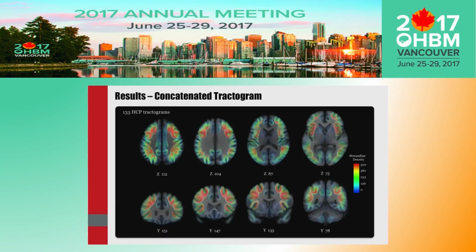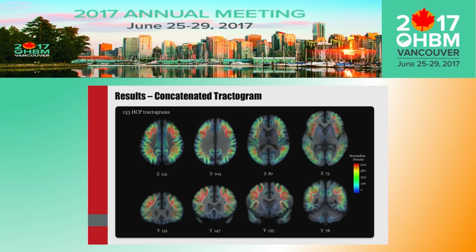The first result I want to show you is a concatenated tractogram of the 133 subjects. It is basically combining the streamlines of all the subjects. We wanted to do this so we could qualitatively check that our method was working. As you can see in this image, it is quite striking that we can see a consistent pattern of U-shaped fibers connecting the adjacent gyri.